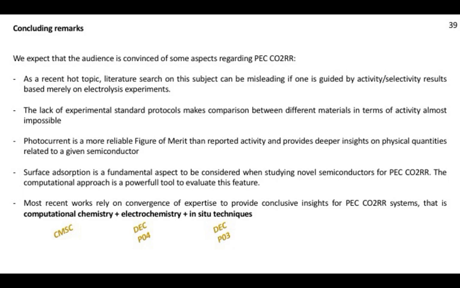As a recent topic, we have a lot of data in the literature, and many authors publish electrolysis experiment results. But if you want to start to work with CO2 reduction, if you guide yourself by activity measurements just from electrolysis experiments, this can be misleading. And this is because of the lack of experimental protocols. Photocurrent is a more reliable figure of merit because a photoactive material will be photoactive no matter if you use different electrolytes, or surface area, things like this. So photocurrent is a reliable figure of merit. And surface absorption is also really important, especially if we want to predict selectivity trends. And yeah, so this is the state of the art. It's combining computational chemistry, electrochemistry, and in situ techniques.